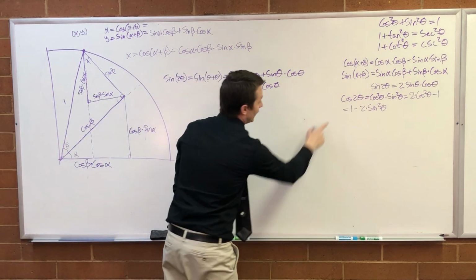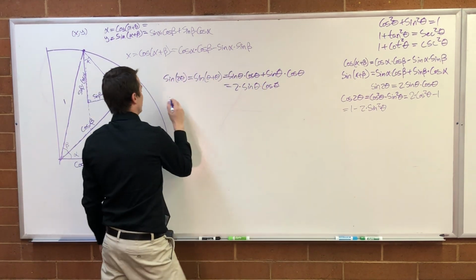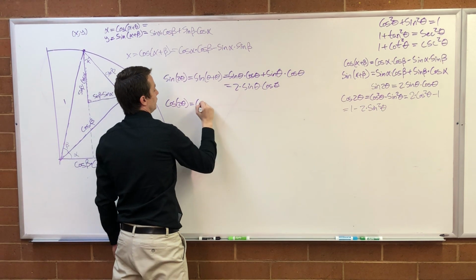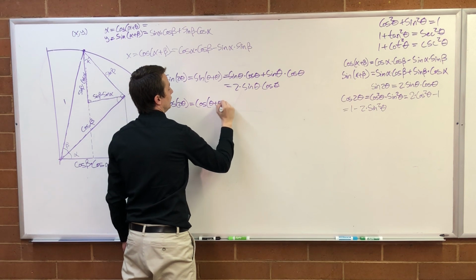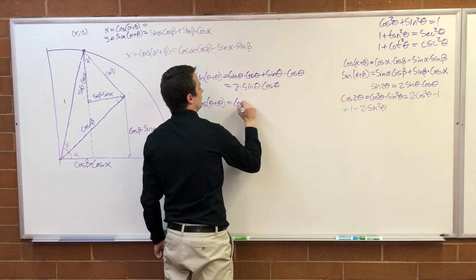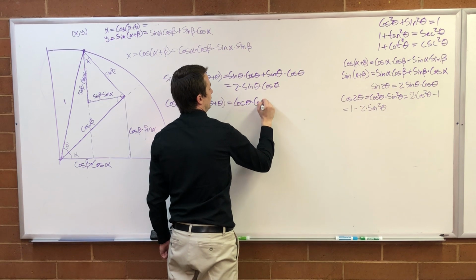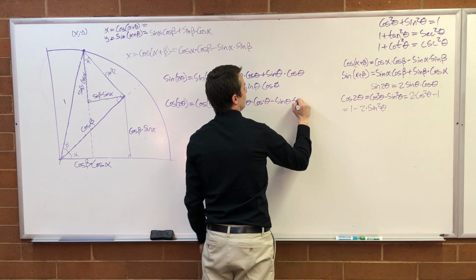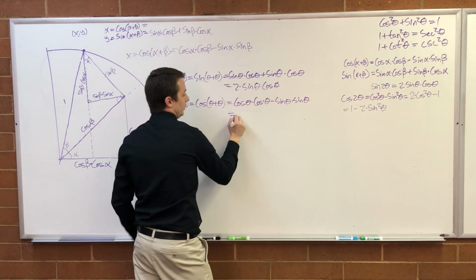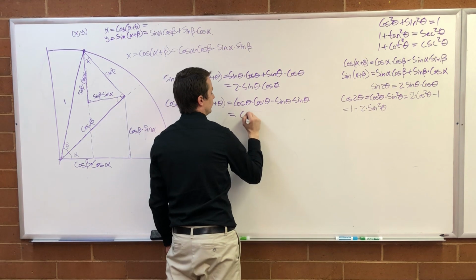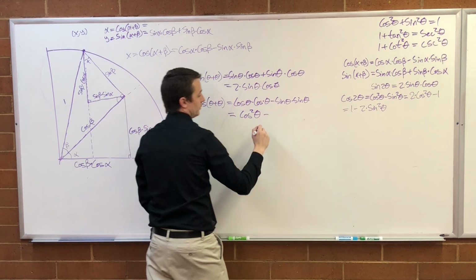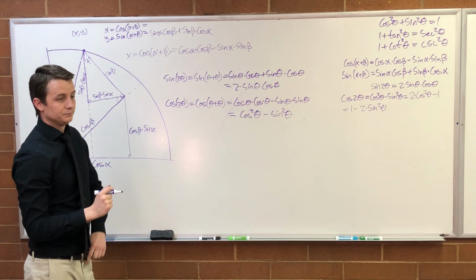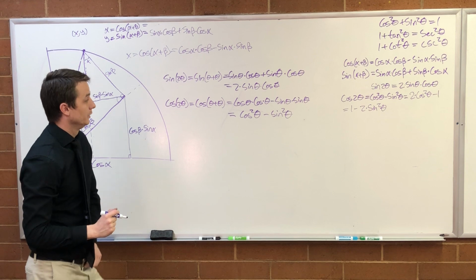So that's that one. Now let's do this one. This one for the first one is pretty similar. So now cosine of 2 theta is equal to cosine of theta plus theta, which is equal to cosine of the first angle times cosine of the second angle minus sine of the first angle times sine of the second angle, which is equal to cosine of theta times cosine of theta, the same thing as cosine squared of theta, minus sine times sine, which is sine squared of theta, and there we are. That's the second one.